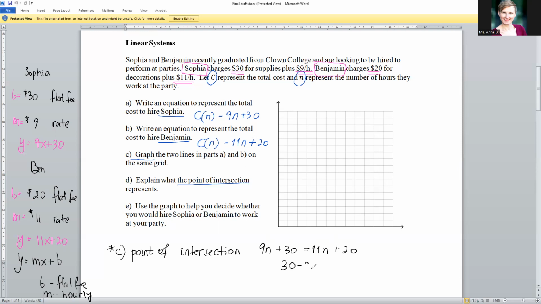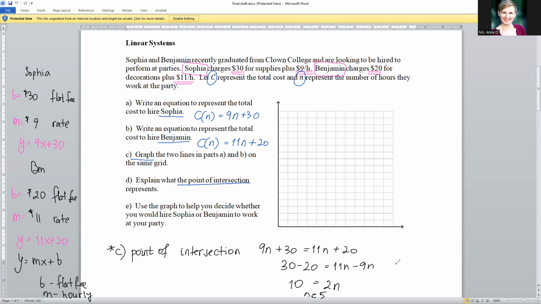So next thing I do, I group letters on one side, numbers on the other side. So 30 and 20 are like terms. They'll be combined on the left. And when 20 moves to the left, it changes sign to negative. When 9N moves to the right, it also changes sign to a negative. So I have 10 equals 2N. From here, N equals 5.